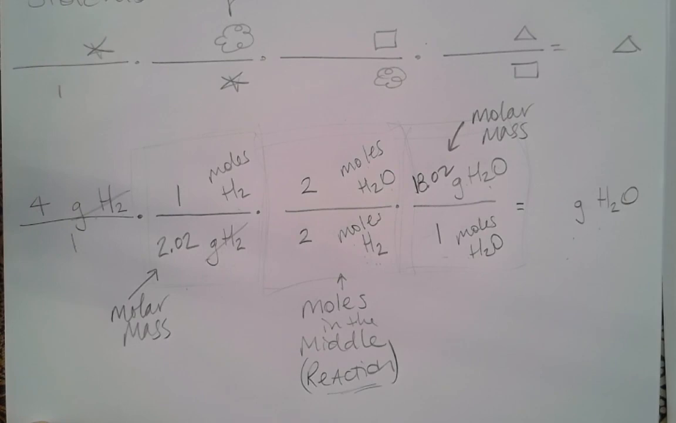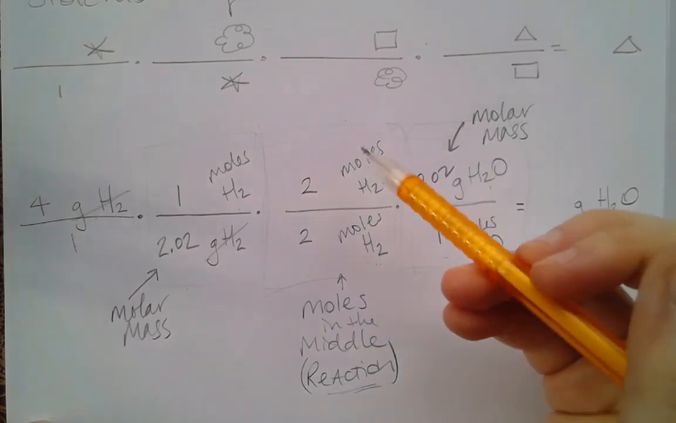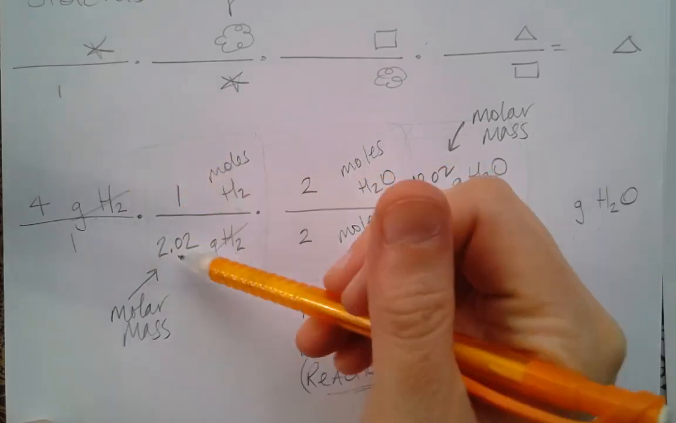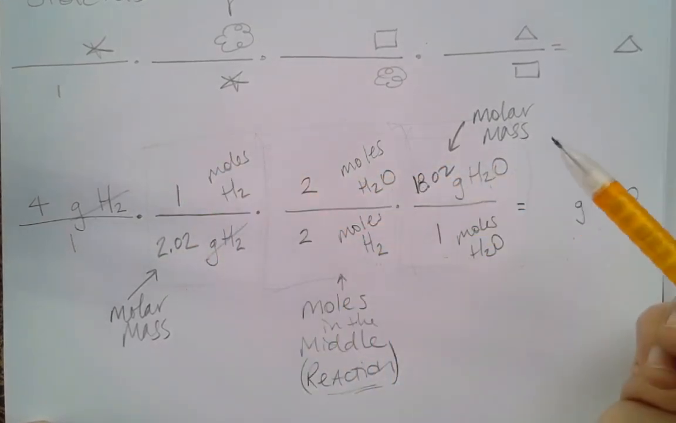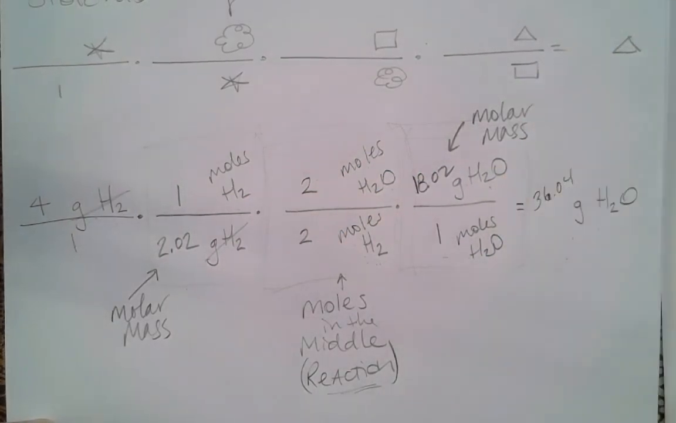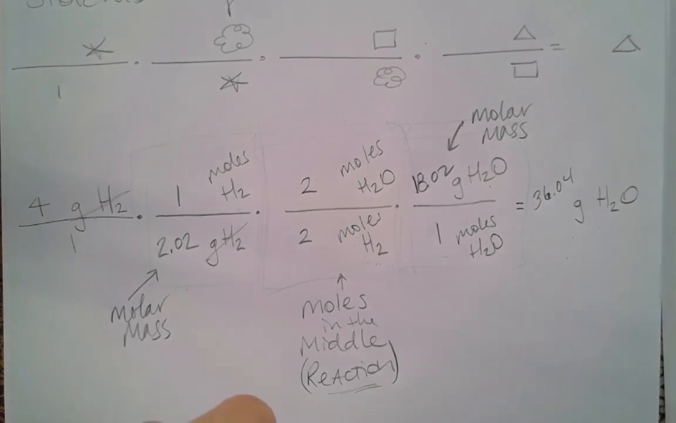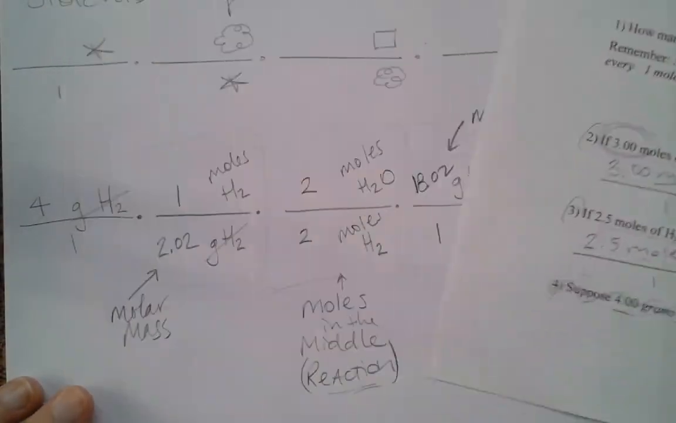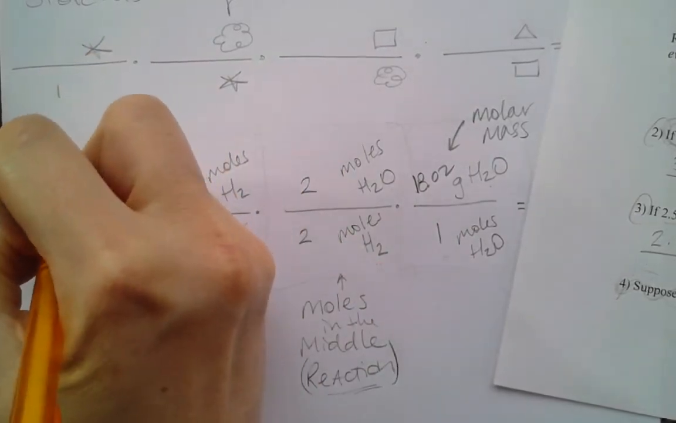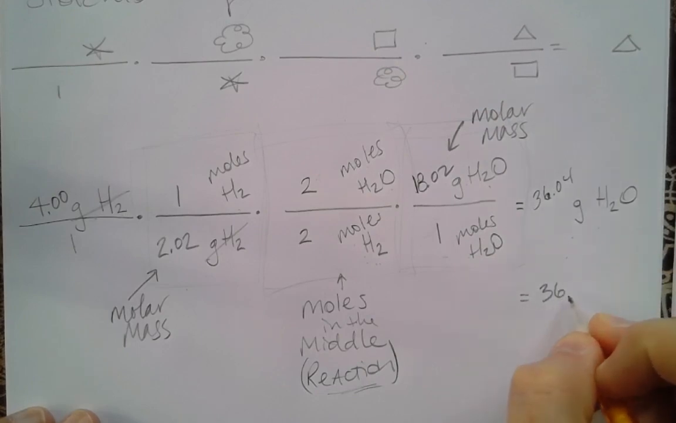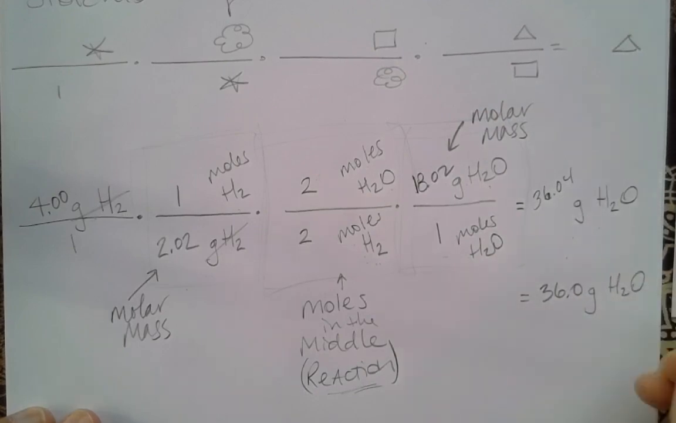I'm just going to do this one. You can do this in your head. Those two equal 1. Anything over itself is 1. 4 divided by 2 is 2. 2 times 18.02 is 36.04. Or you could use a calculator. And I have 3 sig figs, I've got 4.00. So if we're doing this exactly, we would keep 3 sig figs. There you go.